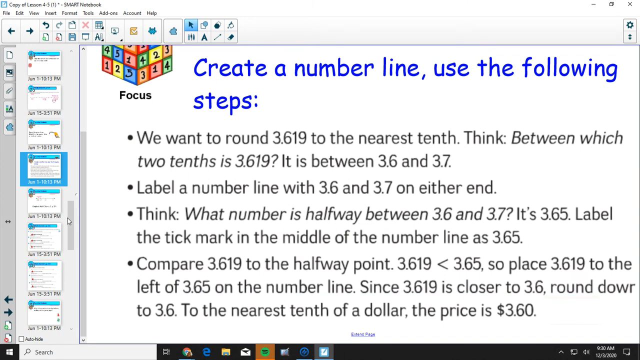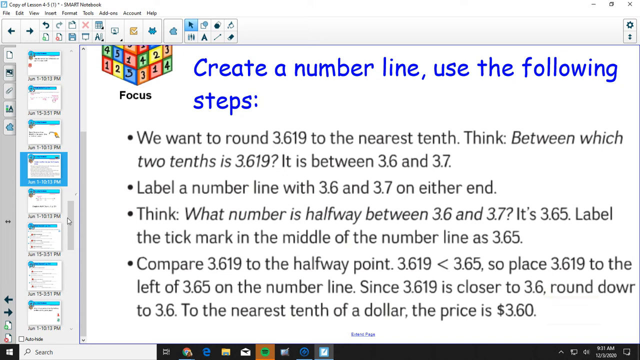So what you want to do is create a number line using the following steps. So we want to round 3 and 619 thousandths to the nearest tenth. Think between which two tenths is 3 and 619 thousandths. And we said it was between 3 and 6 tenths and 3 and 7 tenths. Label a number line with 3 and 6 tenths and 3 and 7 tenths on either end. Think, what number is halfway between 3 and 6 tenths and 3 and 7 tenths? It's 3 and 65 hundredths. Label the tick marks in the middle of the number line at 3 and 65 hundredths.